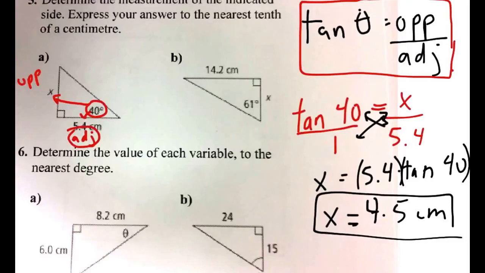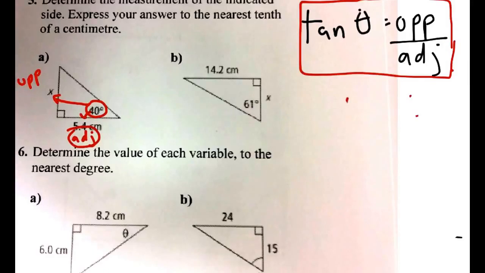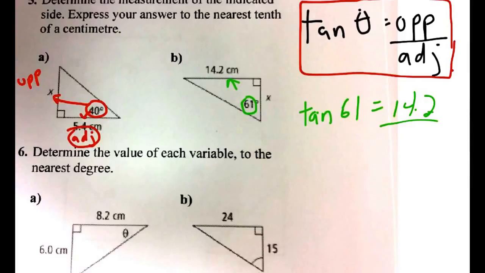Alright, let's do letter B because it's similar. So when we look at letter B, let me just erase this so we have some room. So letter B, you want to start the same way again. You want to look at the triangle, try to figure out which formula you need to use. So in this case, start with our angle 61. So we're going to have tangent of 61. And it's going to be the opposite. So the opposite in this case is 14.2. And we're going to divide by the adjacent, which in this case is x.